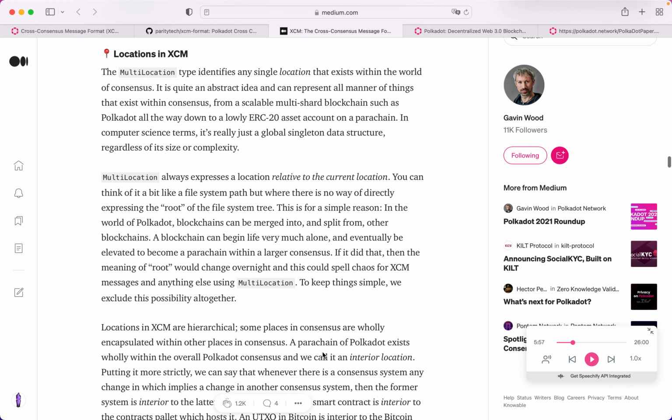The multi-location type identifies any single location that exists within the world of consensus. It is quite an abstract idea and can represent all manner of things that exist within consensus, from a scalable multi-shard blockchain such as Polkadot all the way down to a lowly 20-asset account on a parachain. In computer science terms, it's really just a global singleton data structure, regardless of its size or complexity.